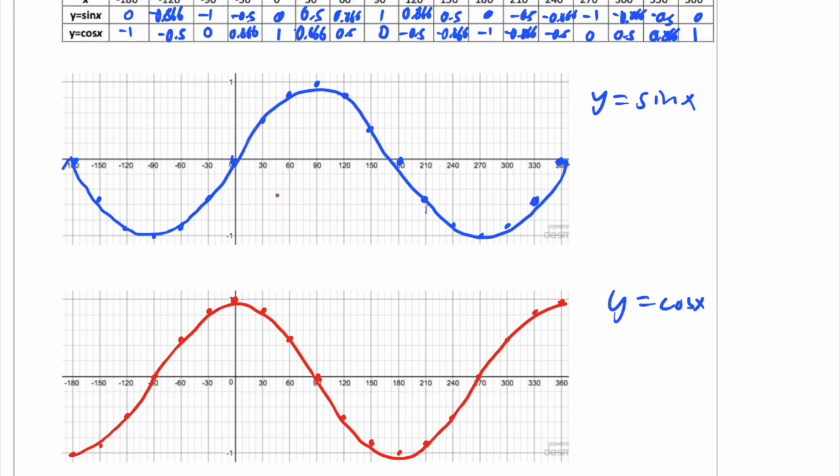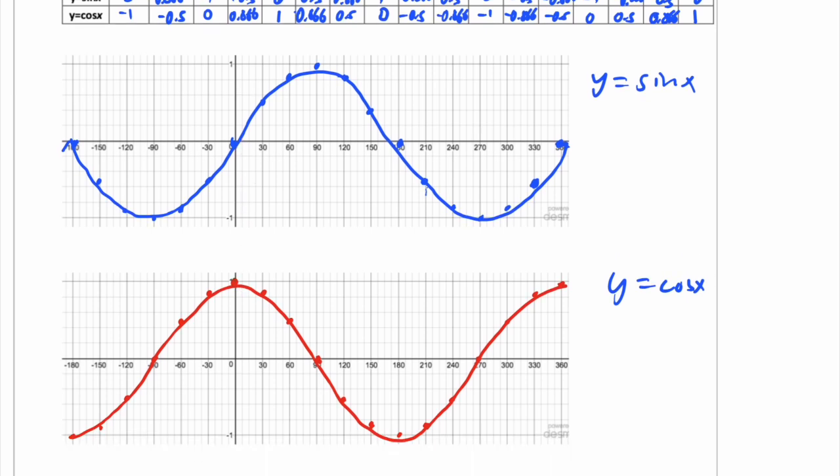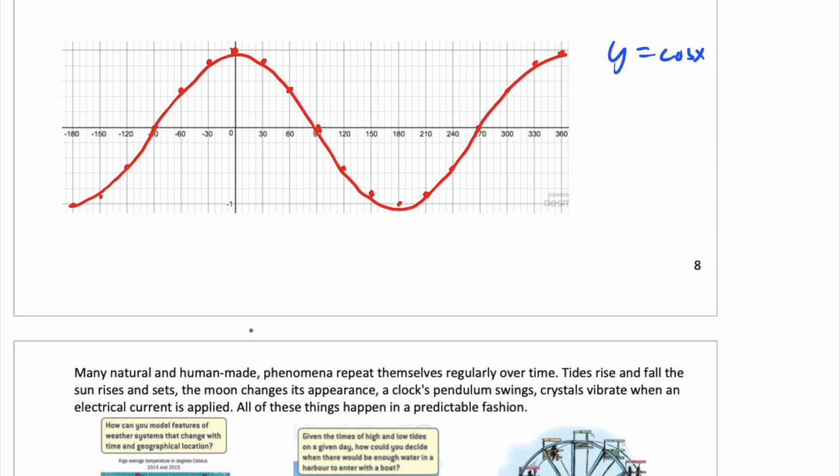But they're very different. The sine graph starts at the origin, and cosine starts at 1, or the maximum of the graph. Sometimes it's not 1 if you amplify it. So sometimes cosine is more useful if you start at a maximum or a minimum, as we're going to see later.